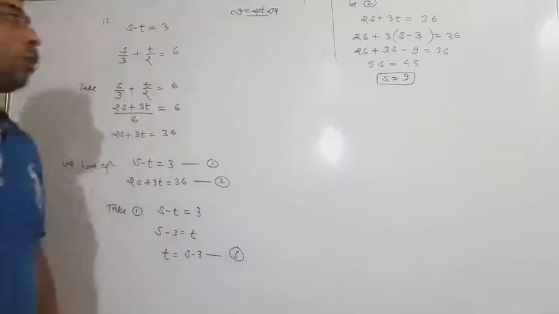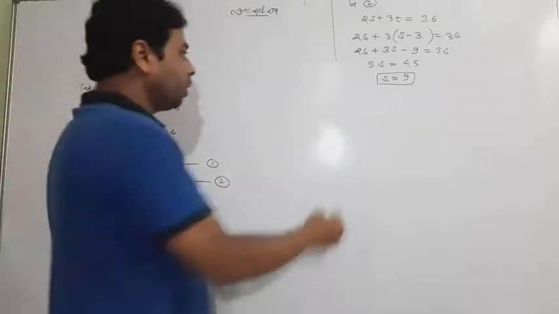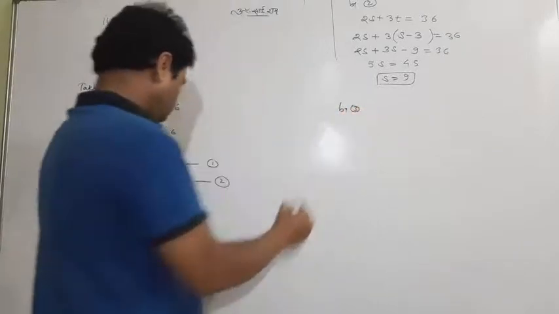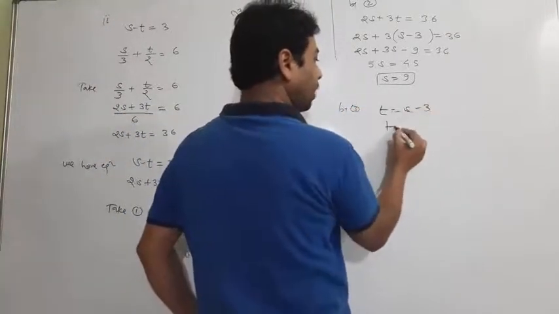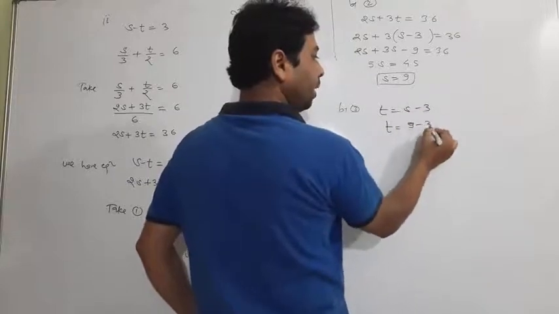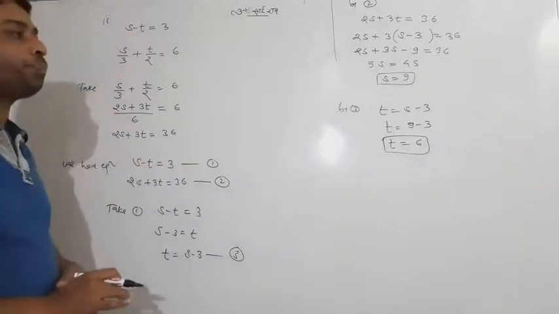S is equal to 9. Now put S is equal to 9 here or anywhere. We have lots of equations, so by the third it seems easy. T is equal to S minus 3. Put S is equal to 9 minus 3. T is equal to 6. You got S equal to 9 and T equal to 6.